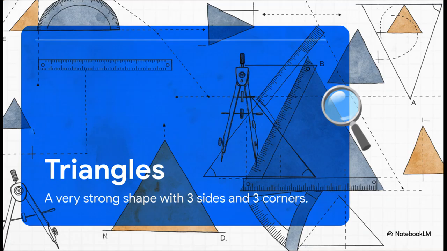Okay, moving on to the next piece in our kit, and this one is a real superstar: the triangle. I know, it looks simple enough, right? Just 3 sides, 3 corners. But trust me, what makes this shape so incredibly special isn't how it looks, it's what it can actually do.